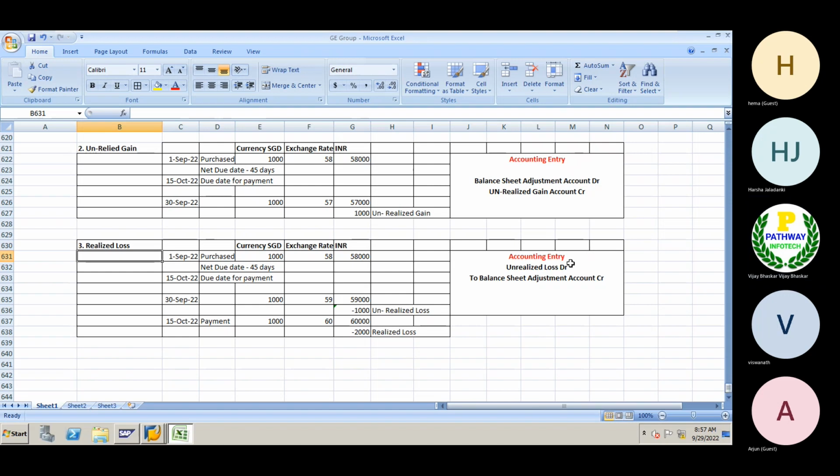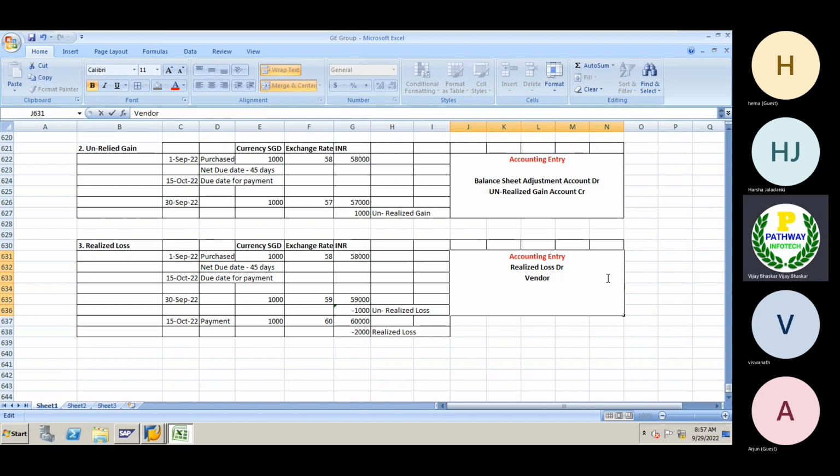Realized loss account is going to debit. Then vendor account is going to debit. Then to bank account, credit. So this will be the accounting entry. Okay, accounting entry for the realized loss.